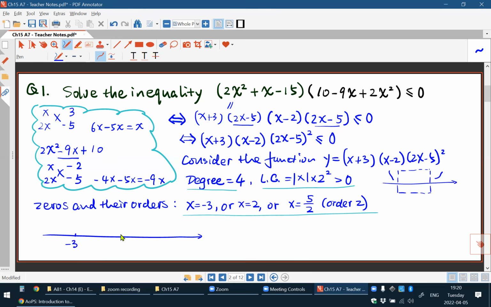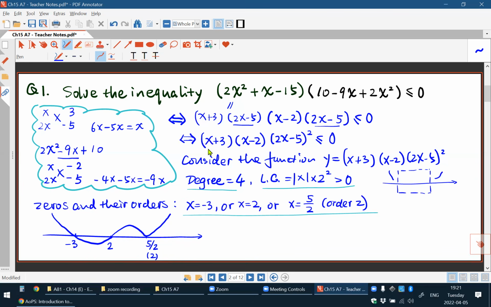So smallest zero is -3 with order 1, then followed by 2 with order 1, then followed by 5/2 with order 2, right? Then the curve will go like this: as x goes from negative infinity to the first zero, the function will arrive at the first zero here. And because the first zero x equals -3 has an odd order, it will cross this point, then go all the way to the next zero 2, which also has order 1, an odd number, so it will cross this point, then to the next point 5/2, which has order 2, right? Order 2 is an even number, so this function will bounce back rather than crossing this point. So this function here has a sketch like this.